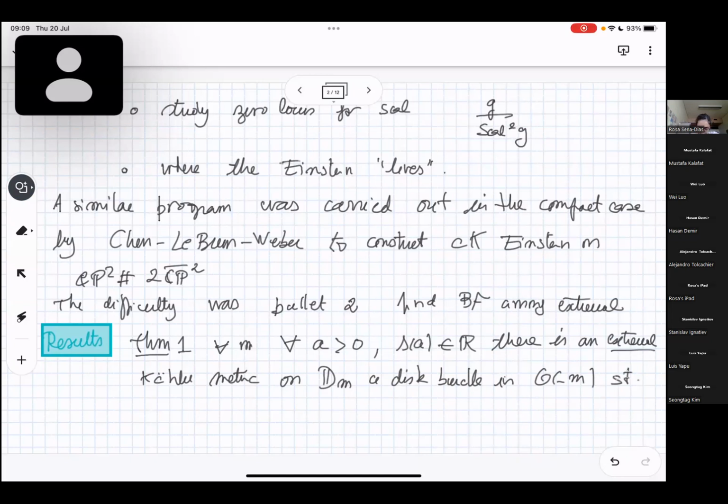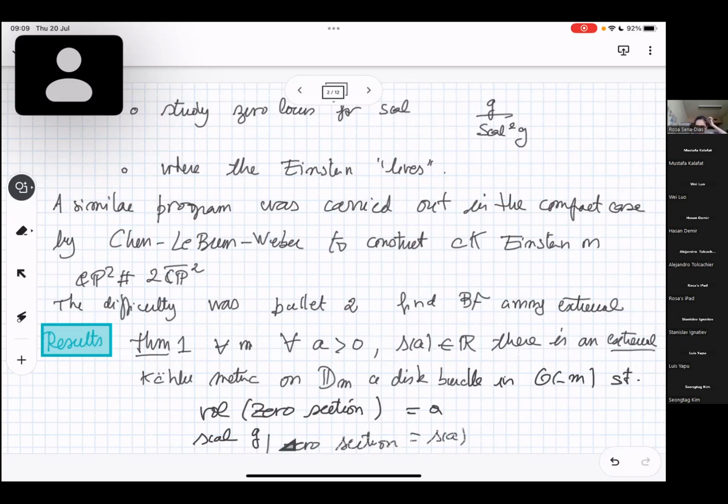And such that, well, two things. This A is the volume of the zero section. And this S_A is the scalar curvature, sorry, the scalar curvature restricted to the zero section. So there's a two-parameter family of extremal metrics, and I'm framing them as such.